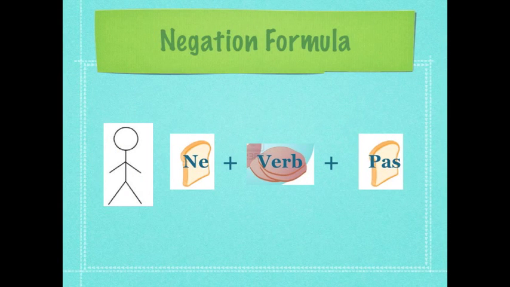This is the formula for how to form the negative in French. You start with your person, then your first slice of bread, which is the ne, your conjugated verb, and then the pas.